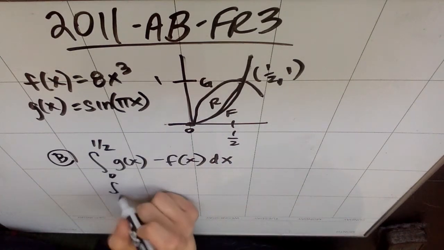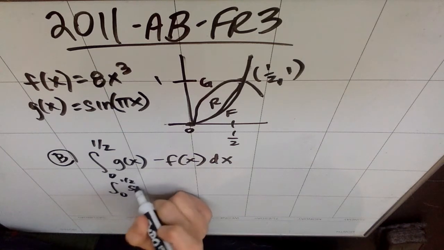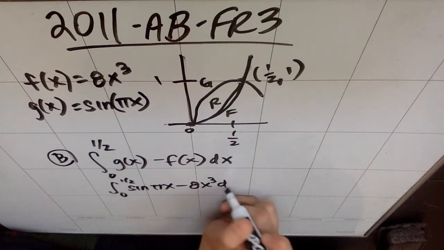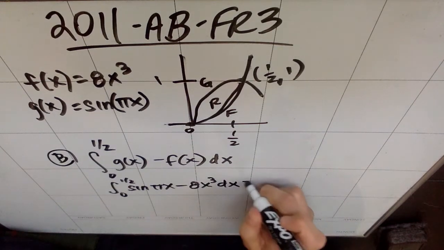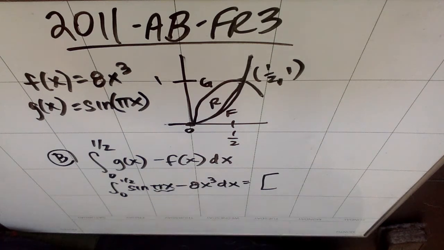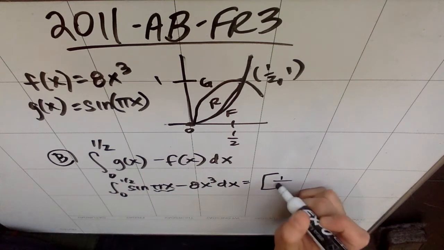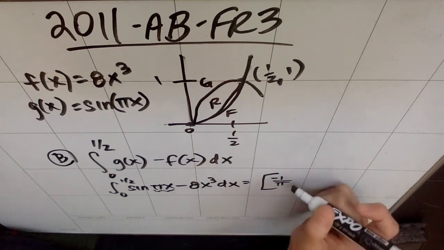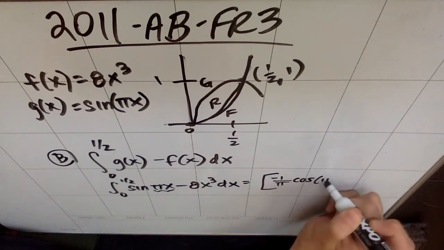So that's going to be the integral from 0 to 1/2 of sine of pi x minus 8x cubed with respect to x. When I do the antiderivative for this, technically this is u-sub, but if you understand that when you differentiate this, you would end up multiplying by pi every time, then if you integrate sine pi x, you have to divide by a pi. So you're going to get a 1 over pi. When you integrate sine, you get negative cosine. So it's going to end up being negative cosine of pi x.